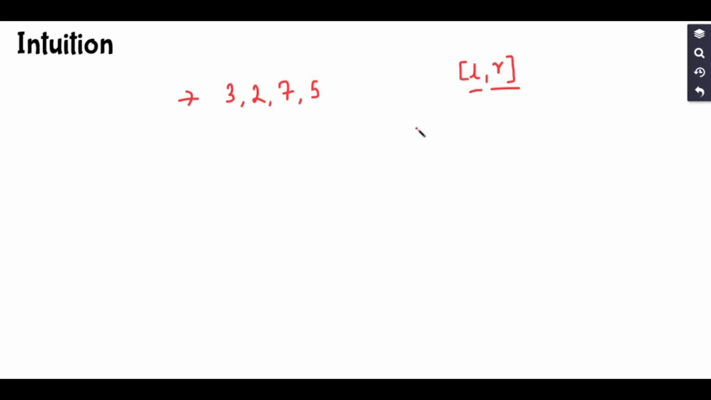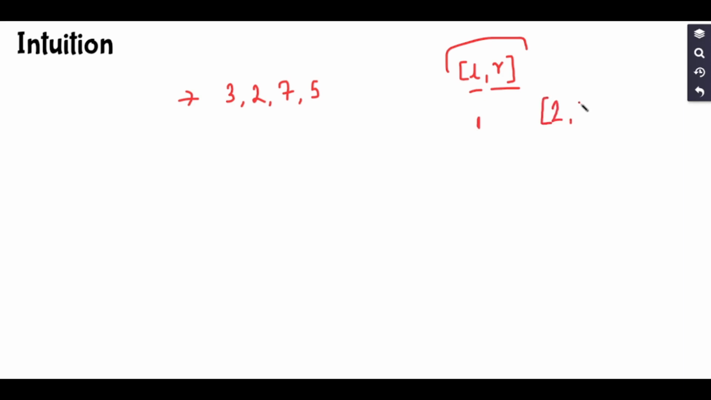Now, if you encounter any element which lies in this range, then simply count that point, because we have a haybale there. So let's take an example.